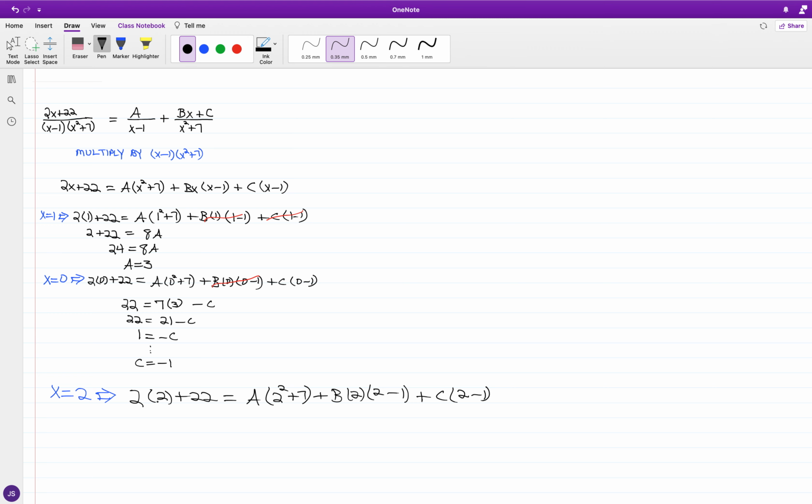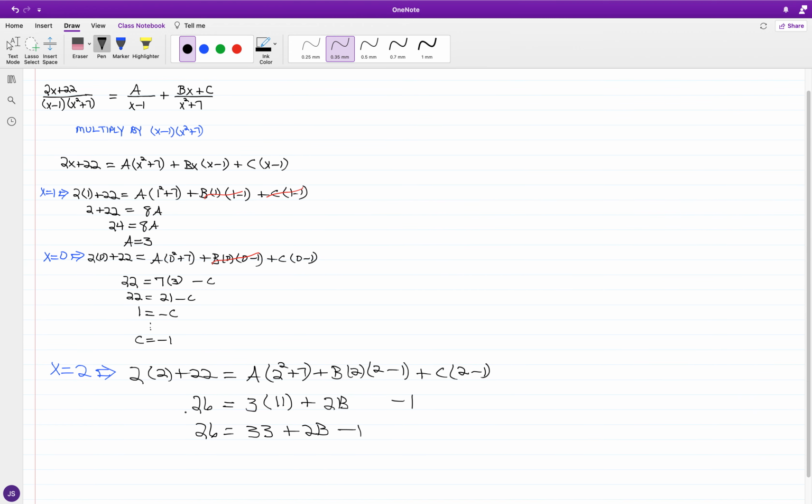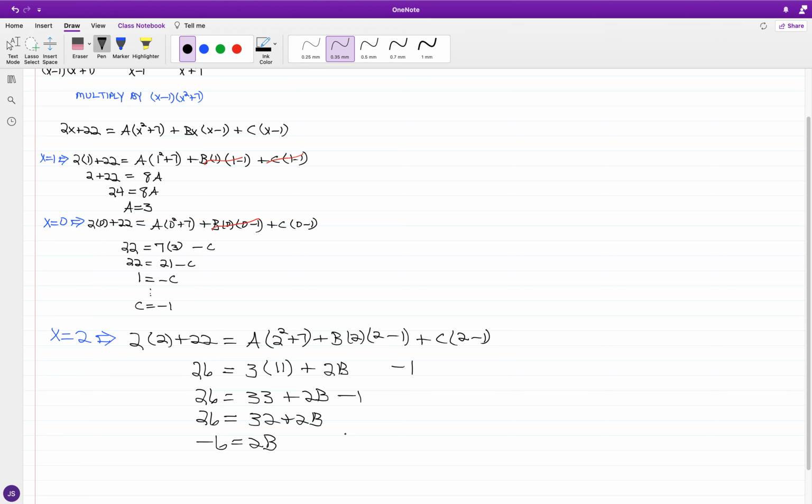2 times 2 is 4. 4 plus 22 becomes 26. Again, we have a at 3. 2 squared is 4 plus 7 is 11. And we got 2 times 2 minus 1 is going to be 2 times 1, which is 2 times b. So we have 2b. And we have plus c, so we're going to have minus 1 at the end. So we're going to have 26 is equal to 33 plus 2b minus 1. So we're going to have 26 is equal to 32 plus 2b. And if I take 32 away from both sides, 26 minus 32 is negative 6. Negative 6 is equal to 2b. And with division by 2, it's going to follow that b is equal to negative 3. So we have a at positive 3, b at negative 3, and c at negative 1.